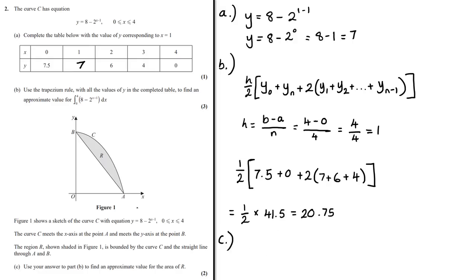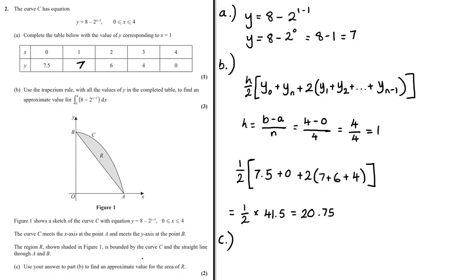And what we've got here then is this figure 1, which shows a sketch of the curve C with this equation that we had in part A and part B. And we've got this region here R, okay? And that's what we're looking to find for part C. So we're going to use our answer to part B to find an approximate value for the area of R.